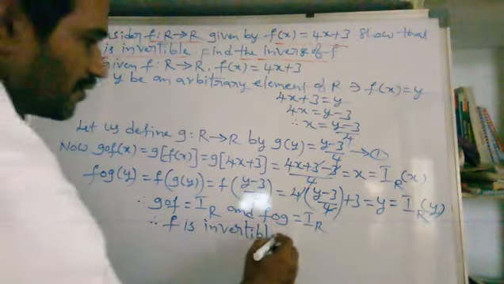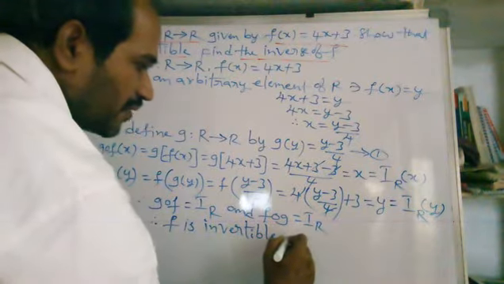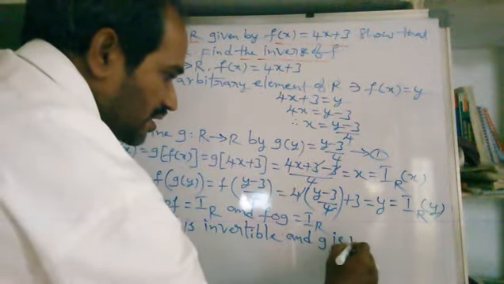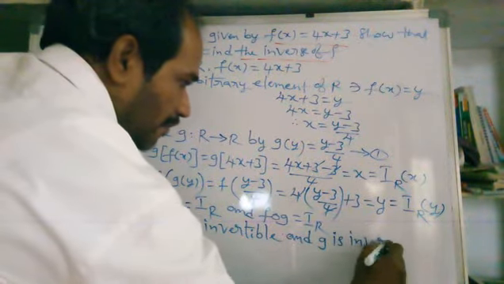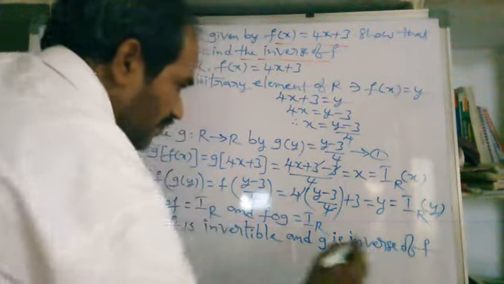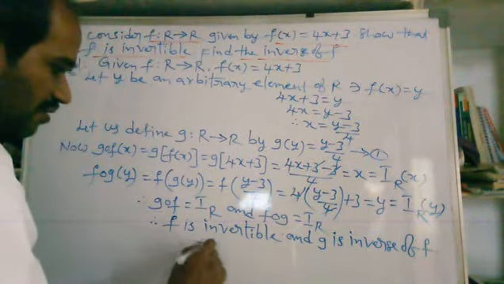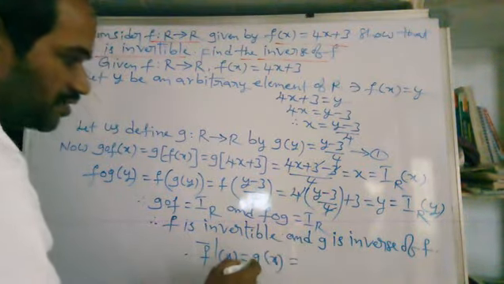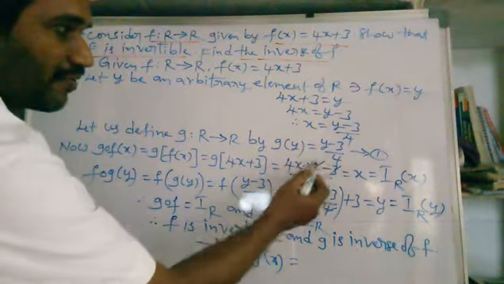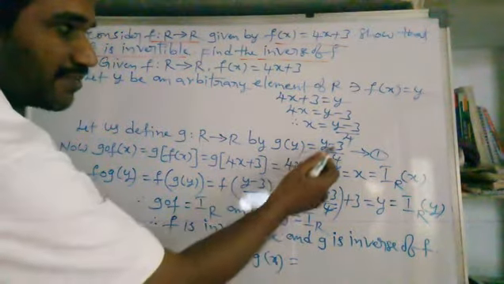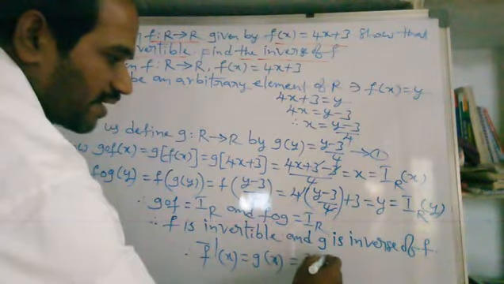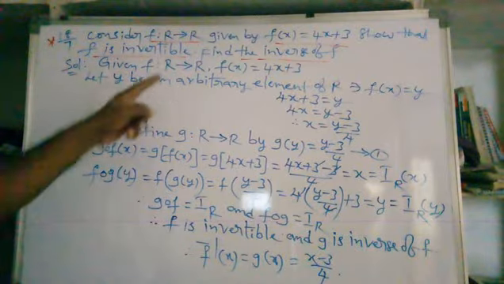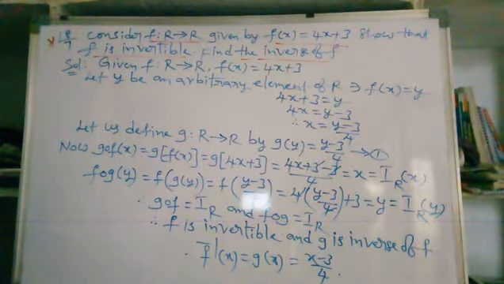So g is the inverse of f. Therefore f inverse of x is equal to g of x. Here g of y is y minus 3 by 4. Replace y by x: g of x is equal to x minus 3 by 4. This is f inverse of x. All problems follow the same procedure. Okay, next another question.